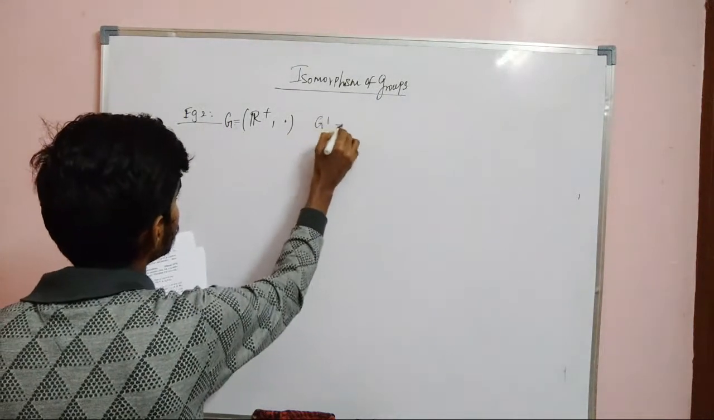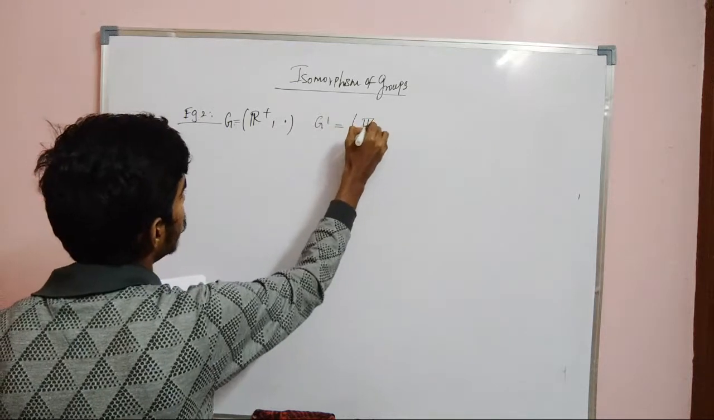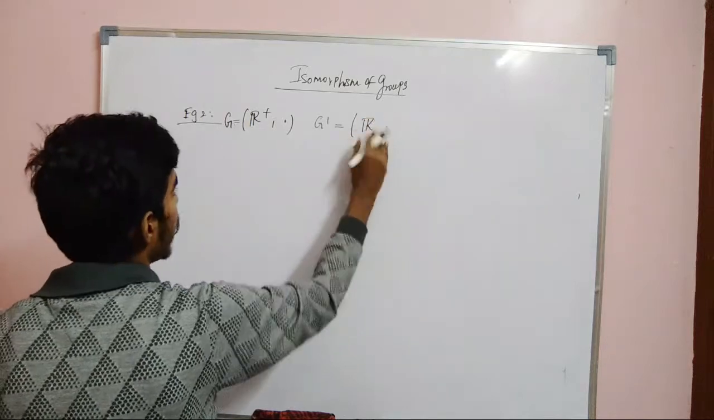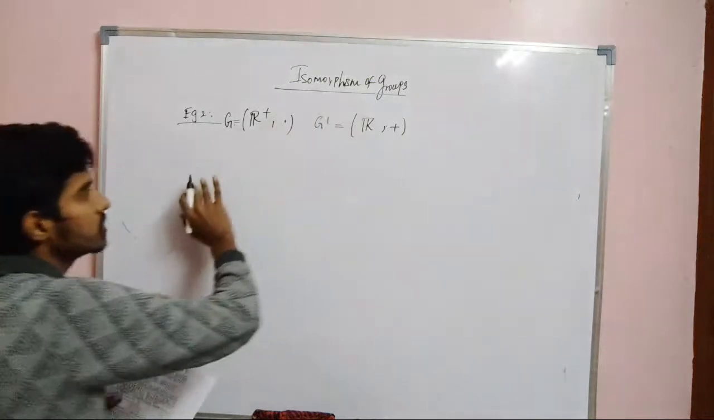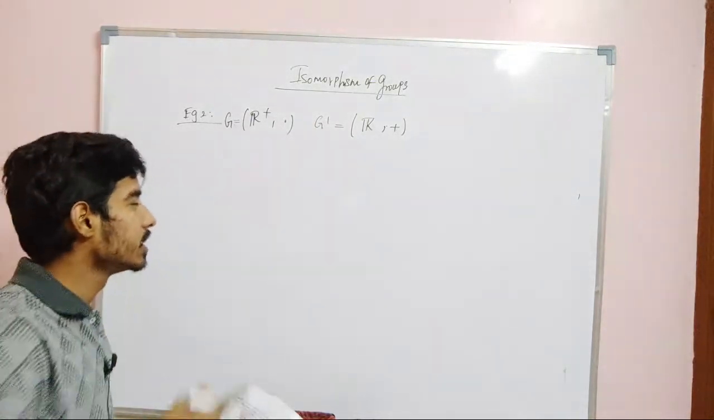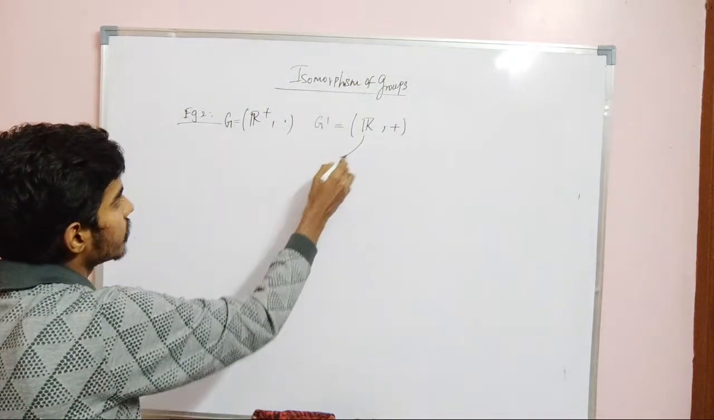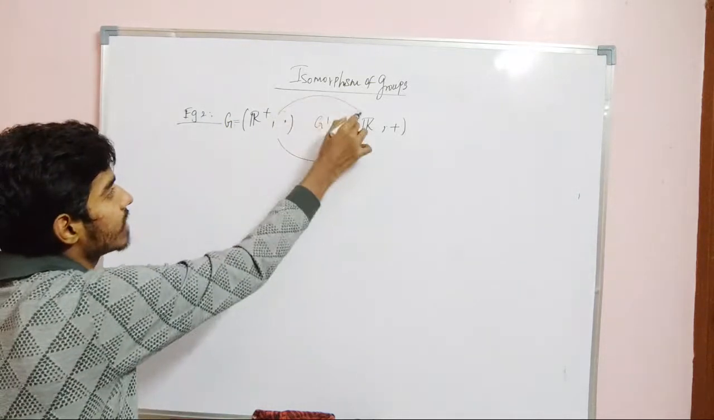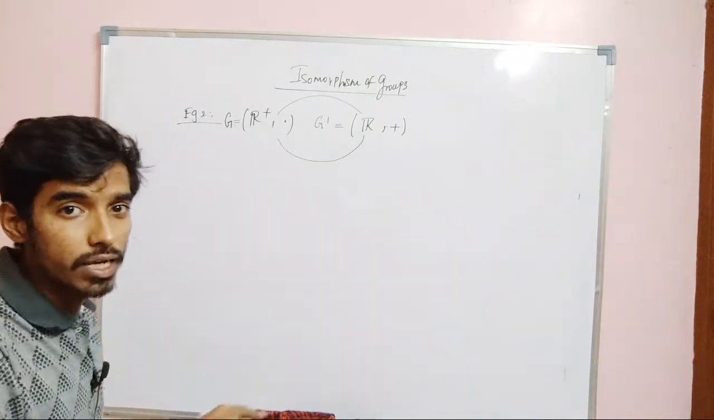G dash is equal to the set of all, and this changes. In the previous problem we defined a map from this to this. Actually, we don't need this example, right? In the previous example I said there exists a map f from G to G dash, that means automatically this is also isomorphic, because the inverse mapping will be an isomorphism.